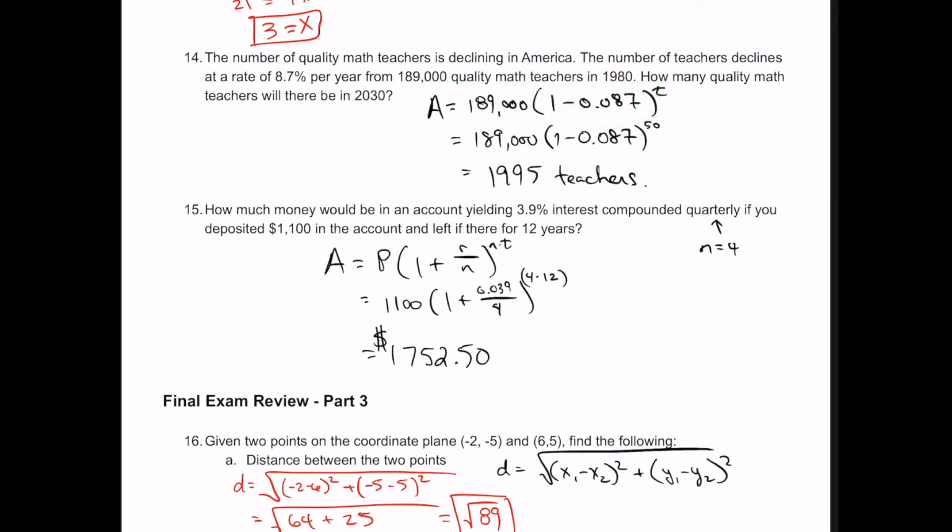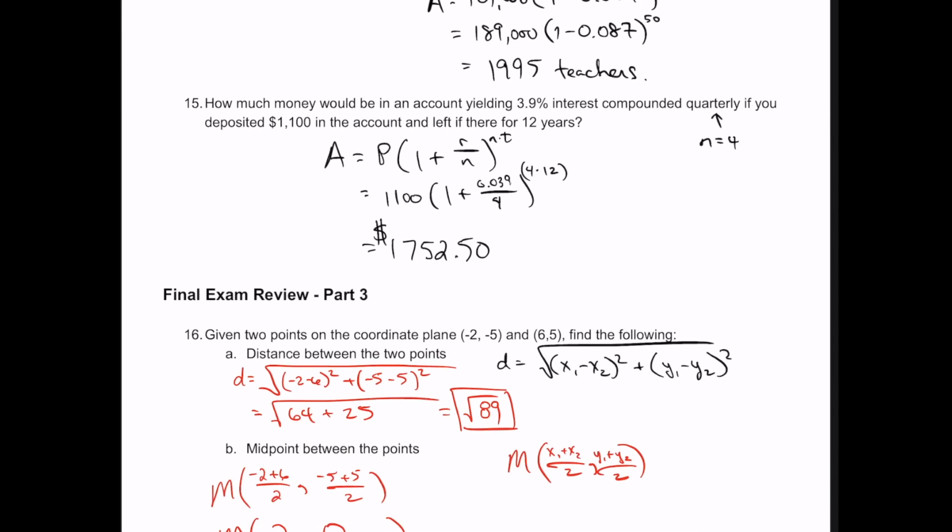So in this question, it says an 8.7%. So that's 0.087 when you convert it to a decimal. Since it's going down, it's declining, that's why I'm using a minus sign in our formula. 50 comes from 2030 minus 1980. That's 50 years. And we type that in, we get just under 2,000 teachers.